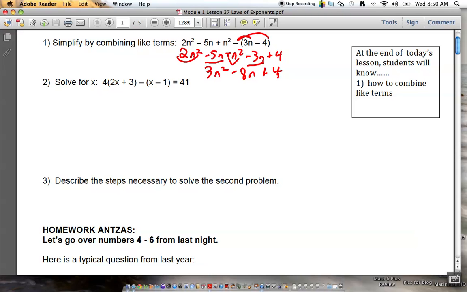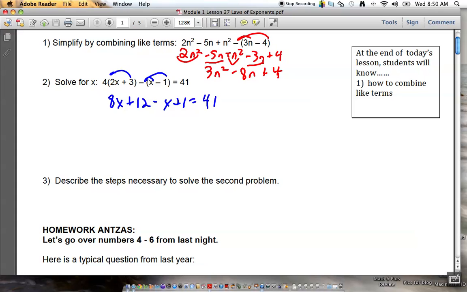No. No, I can't, because there's all this other stuff on the same side. Now, if the other stuff wasn't on that side, then I could think of doing it. So I have to distribute. So I get 8x plus 12. Oh, here's a negative sign to distribute. So this also applies to equations. Minus x plus 1 equals 41.